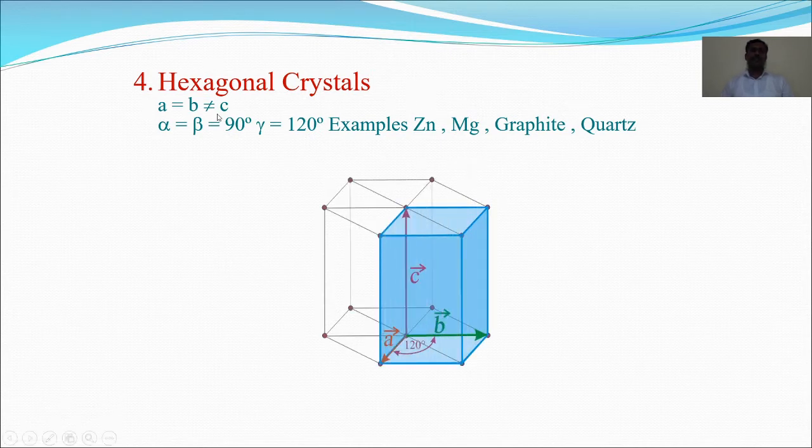In case of hexagonal crystals, a is equal to b but not equal to c. Alpha is equal to beta is equal to 90 degree, but gamma is equal to 120 degree. Examples are zinc, magnesium, graphite, quartz.